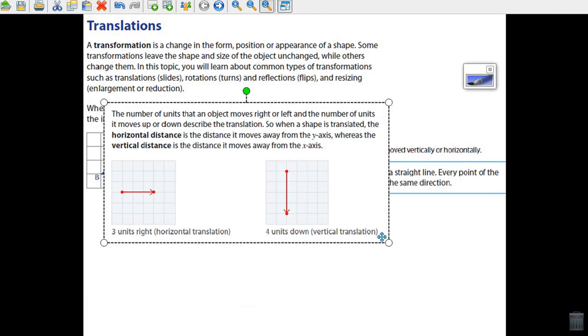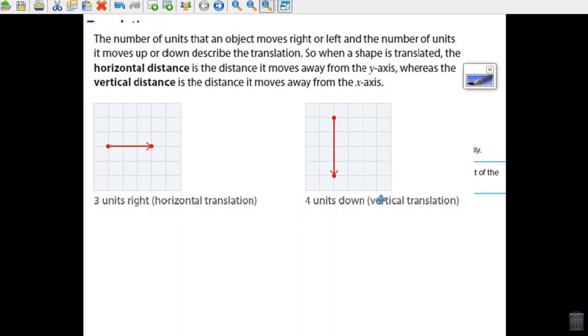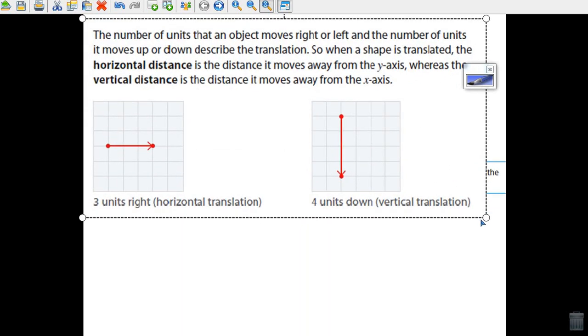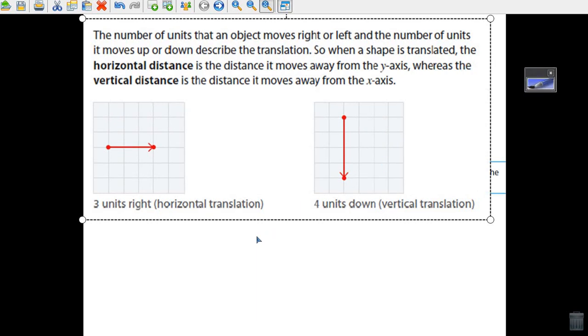So let's take a look at this thing right here. The next part, these are all just your notes. Let's take a look here. What does translating mean? Well, it means you just take a point. If we were to translate it in the horizontal direction, 3 units right, we just go 1, 2, 3 to the right. If we were to take this point up here and translate it 4 units down, we'd go 1, 2, 3, 4 down. That's a vertical translation of 4 down. Now we could take this point and move it 3 to the right and then 3 down. We could have a horizontal and a vertical translation, and that's what we're going to do in the questions.